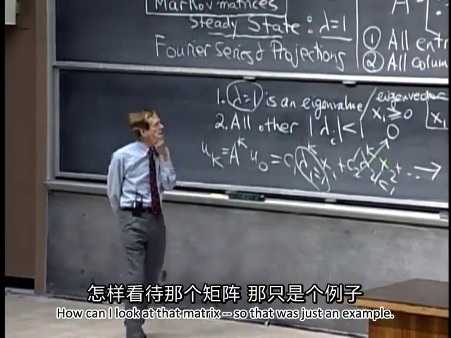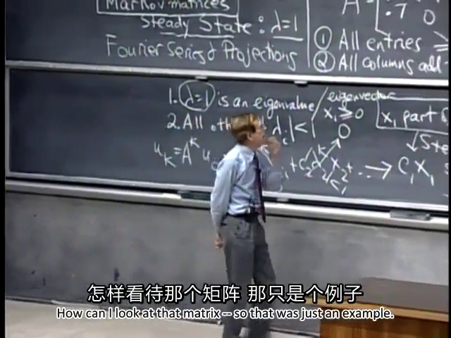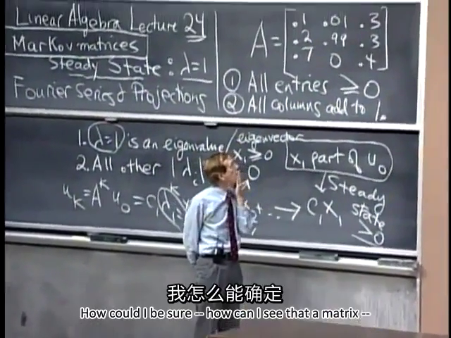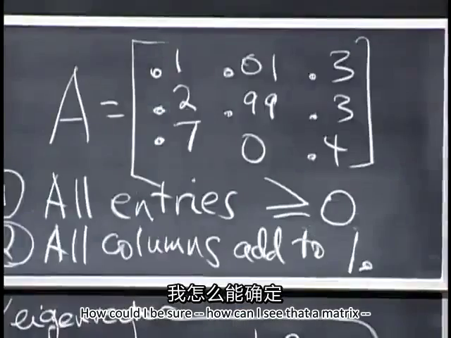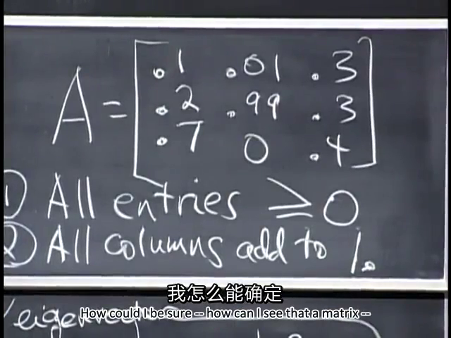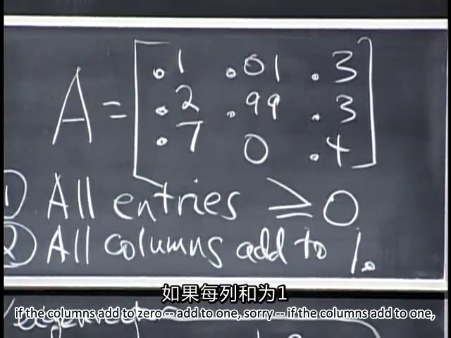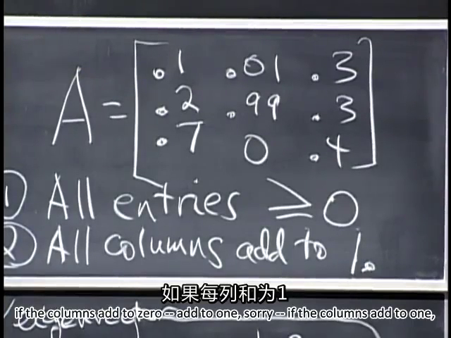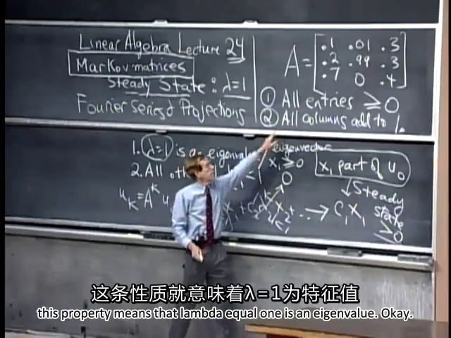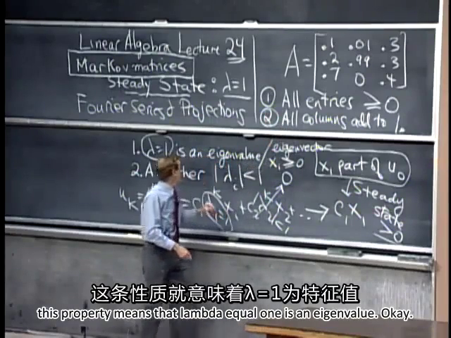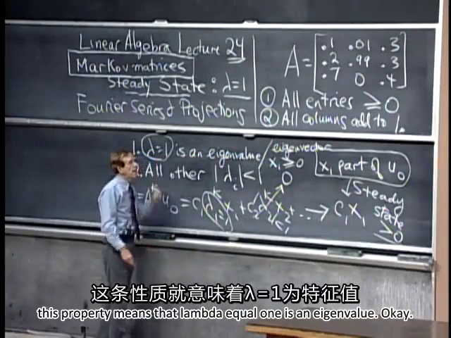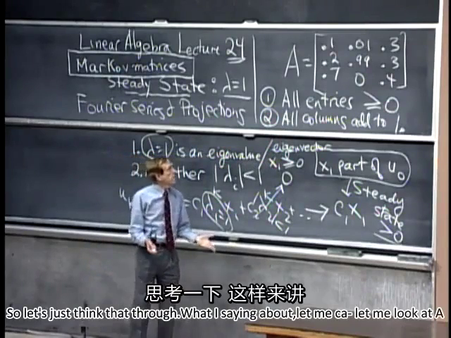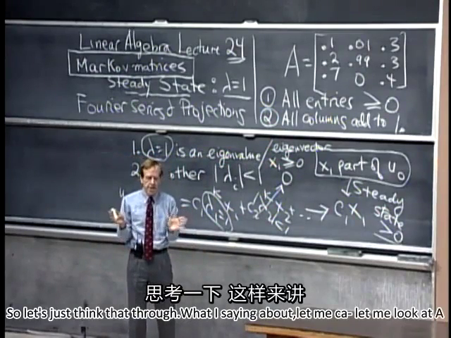How can I look at that matrix? So that was just an example. How could I be sure? How can I see that a matrix, if the columns add to 1, if the columns add to 1, this property means that lambda equal 1 is an eigenvalue? Okay, so let's just think that through.